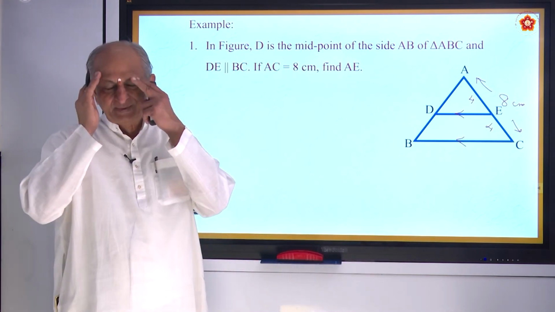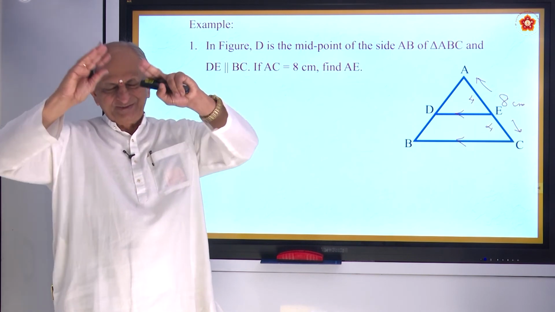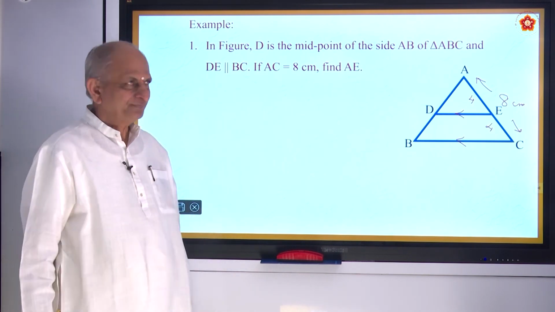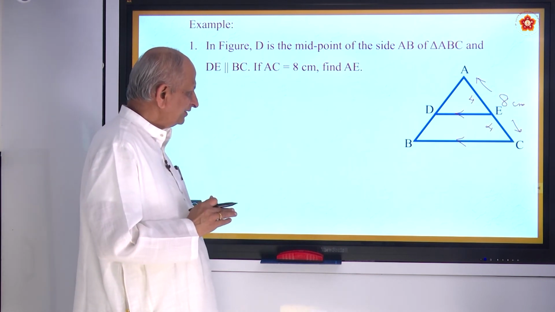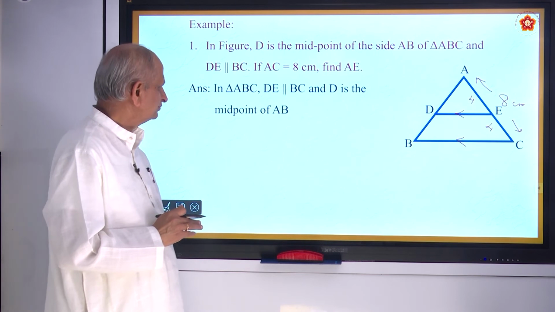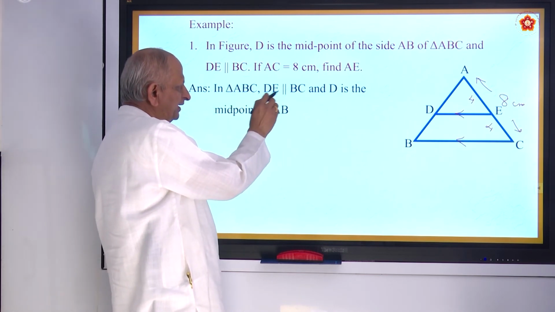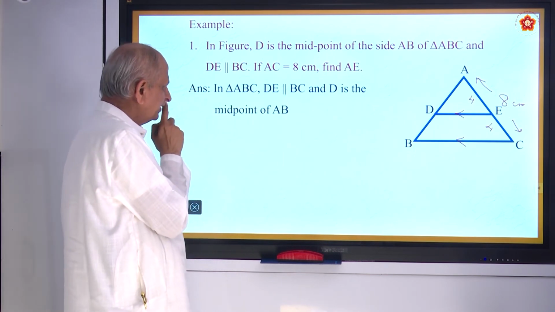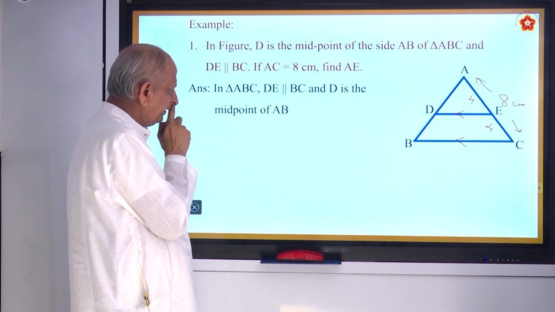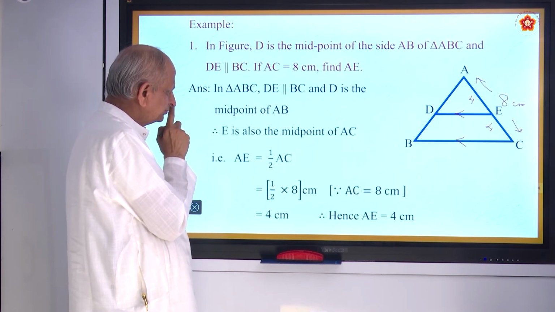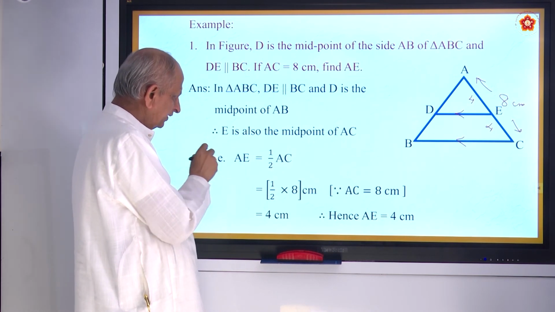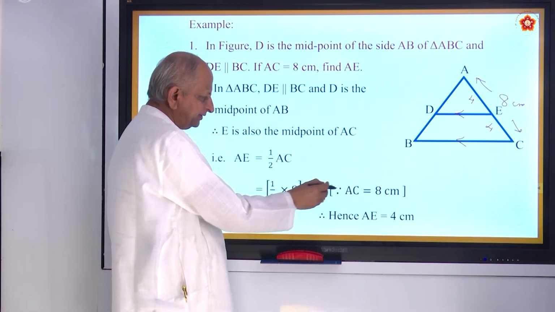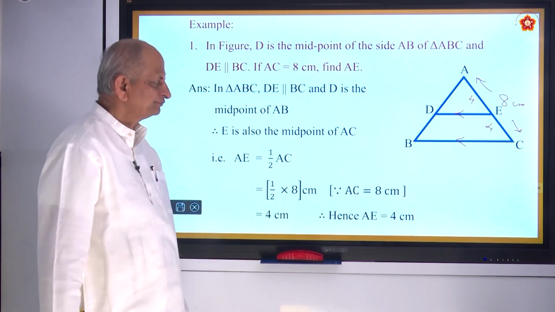So have a correct mind. Close your eyes and think of the theorem and then try to answer it. Okay, first you must do it mentally, then you have to work it out. So in triangle ABC, DE is drawn parallel to BC. D is the midpoint of AB. So therefore E is also the midpoint of AC. That is half of AC is equal to half of 8, that is 4 centimeters.